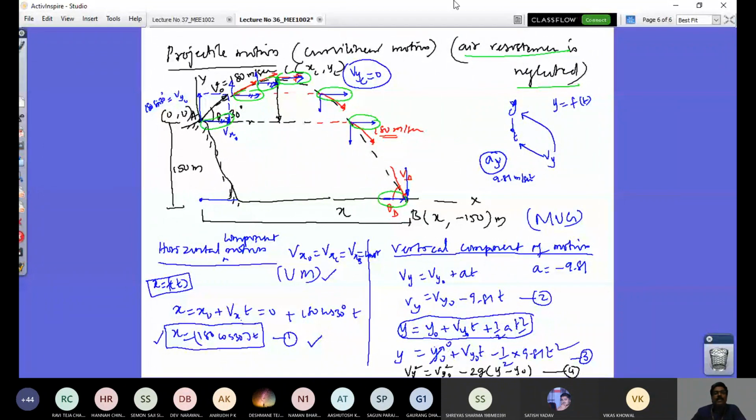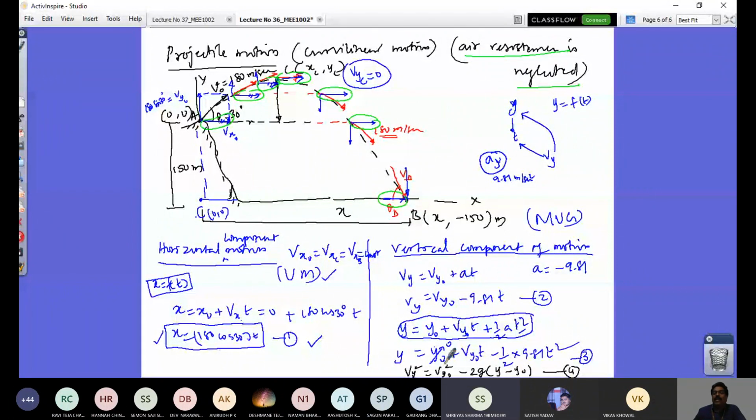Because my reference point is A, here y naught is 0. If I had taken my reference at point C instead and called that 0, 0, then what would have happened? Then my y naught would be this point, so that is 150 meters. I have to account for that here. That's why we have to take it carefully.